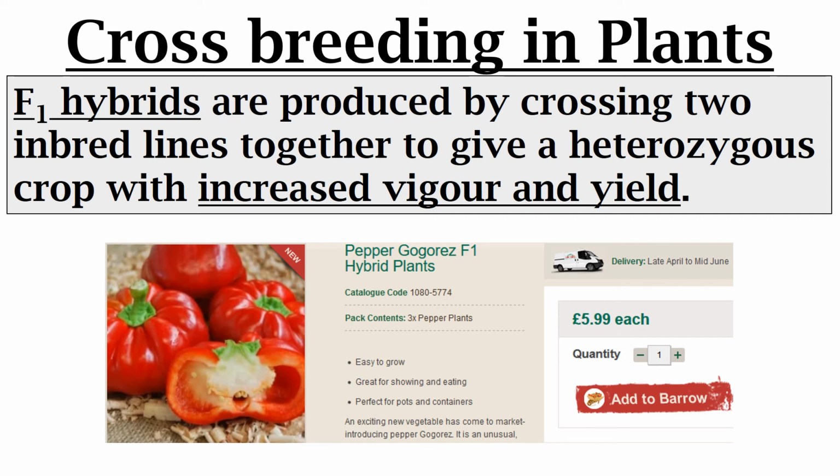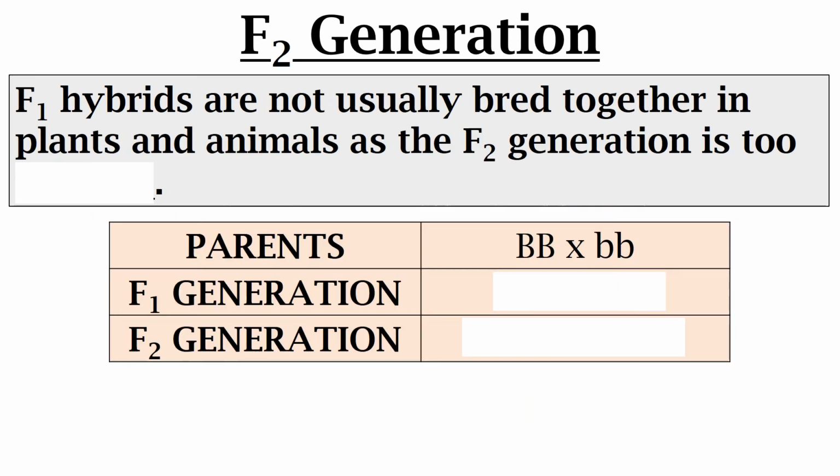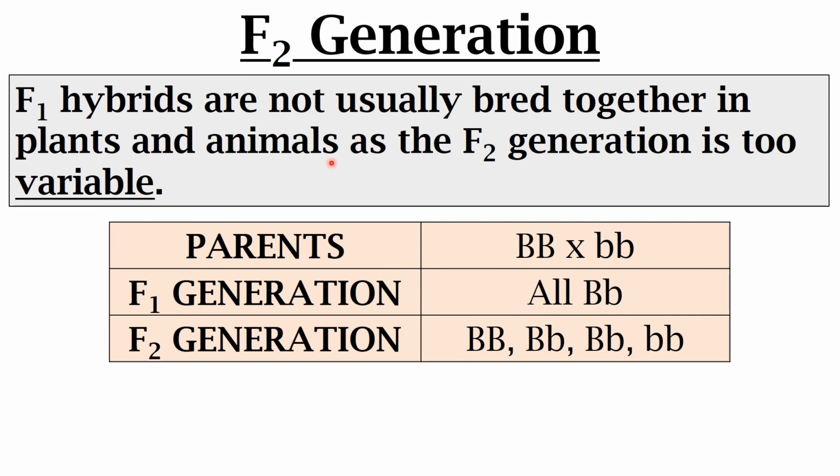There is a problem though. If you've got the F1 hybrids and they have characteristics which are desirable, then if you breed the F1 hybrids, you get that F2 generation that becomes variable again. So you begin to see characteristics which you do not desire. So this is why the F1 hybrids are not usually bred together.